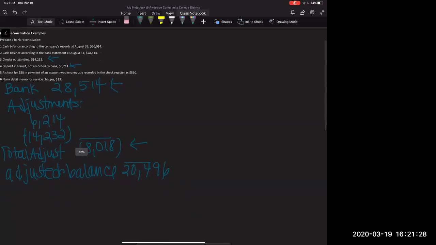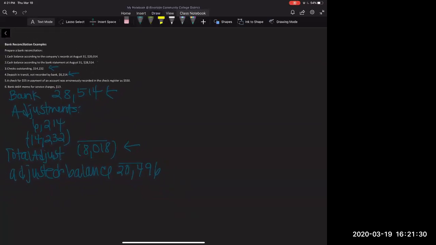So I'm going to scoot this just a tad bit, and now I'm going to do it from the company's perspective. The company states that as of August 31st, the balance on their account is this amount here. It is $20,014.